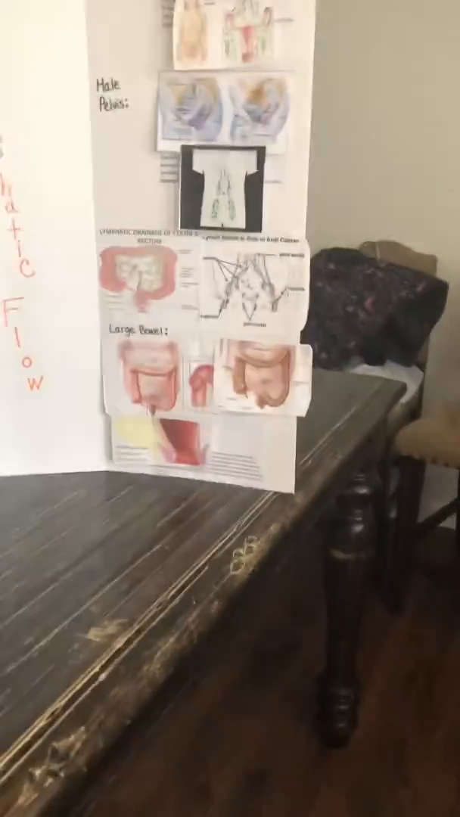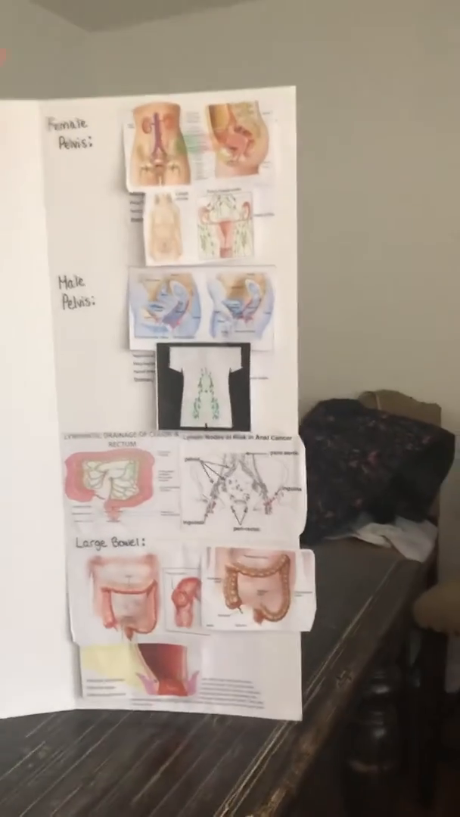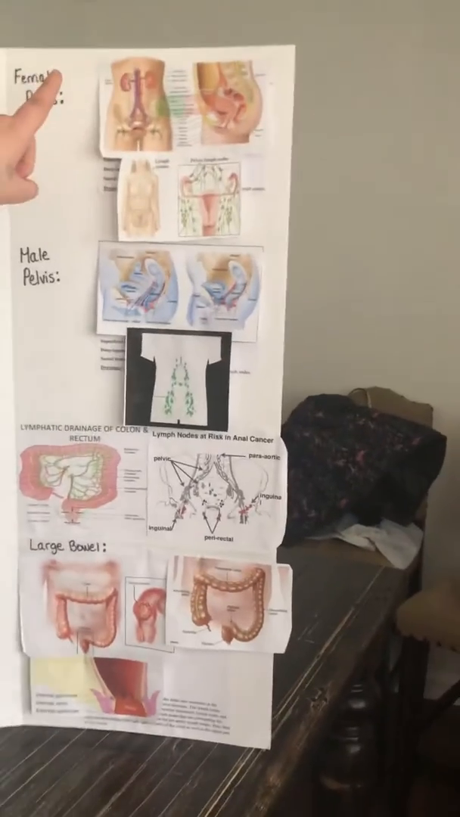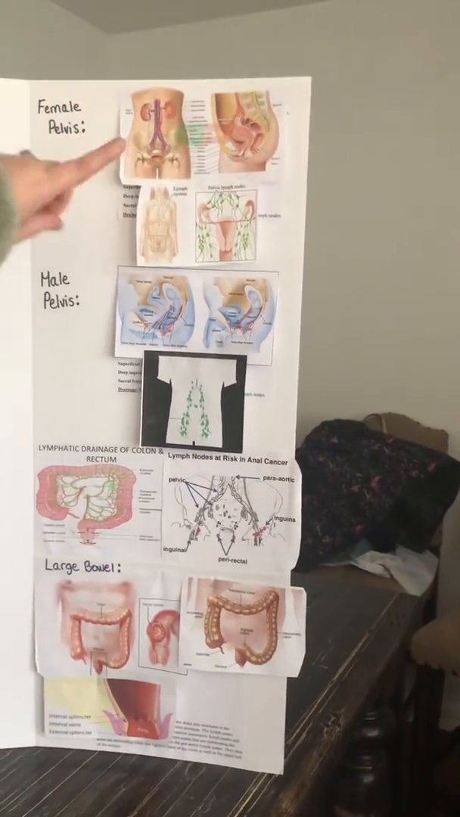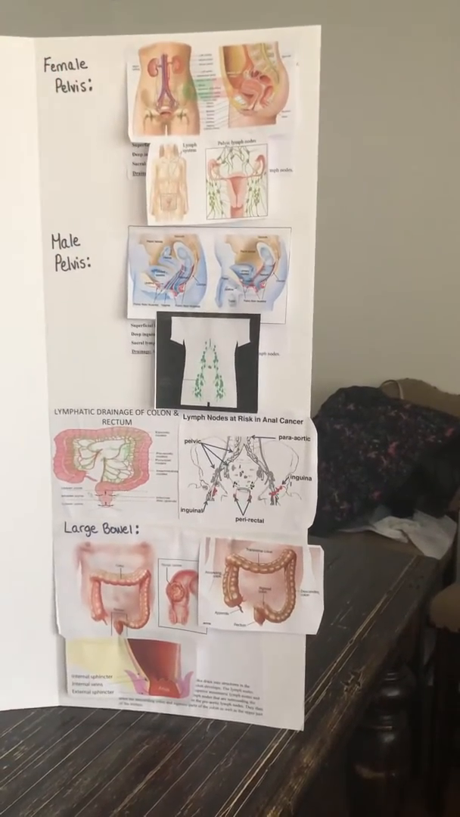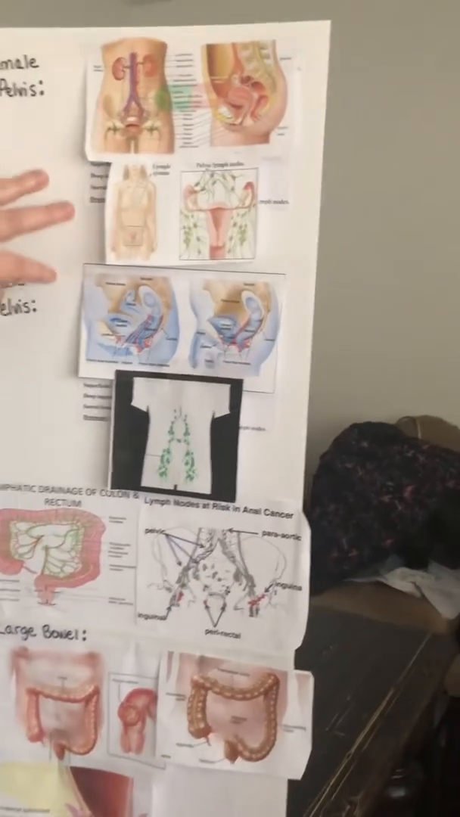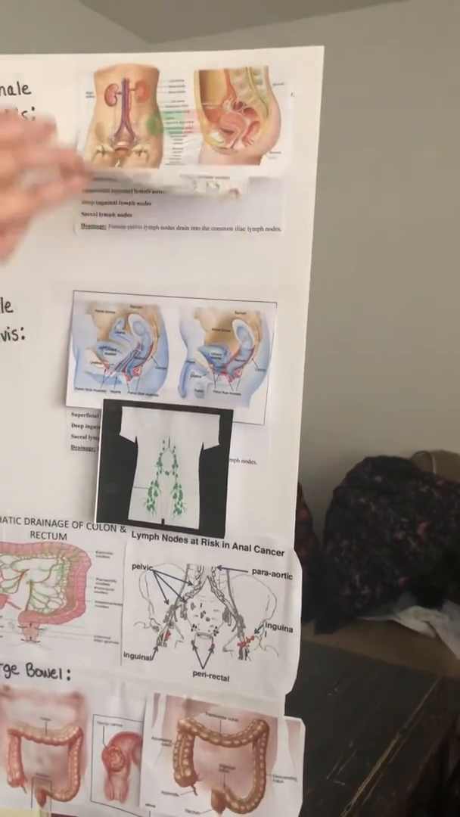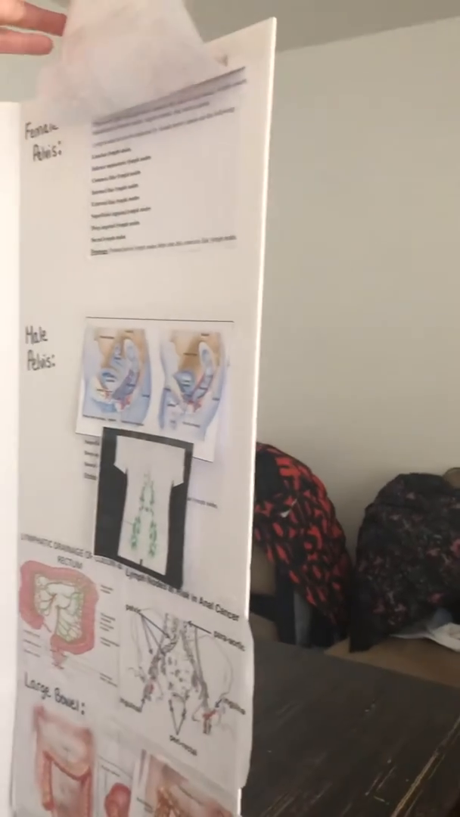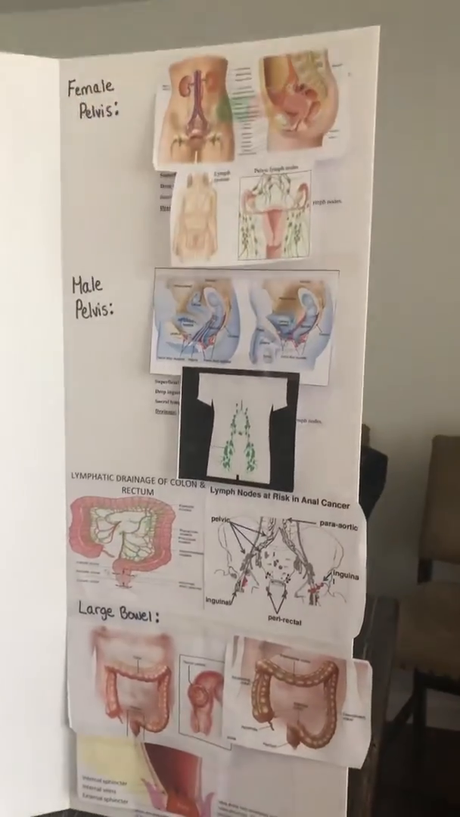All right. Moving on to the female pelvis. Here I have a diagram of all the organs in the female pelvis labeled, and also a picture of the lymph nodes that can be impacted from the spread of cancer. Here, let me move on this side.